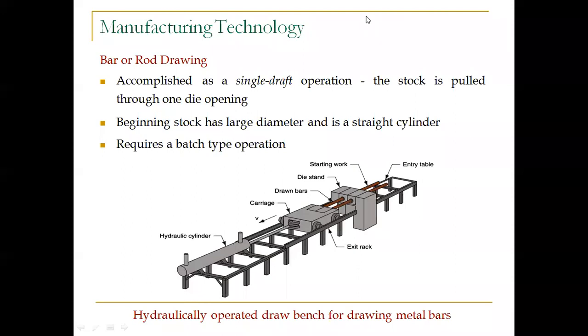This is wire or rod drawing, accomplished as a single draw operation, where the stock is pulled through one die opening. The beginning stock has a large diameter and is a straight cylinder. It requires a batch type operation. These are the hydraulically operated draw benches for drawing metal bars.